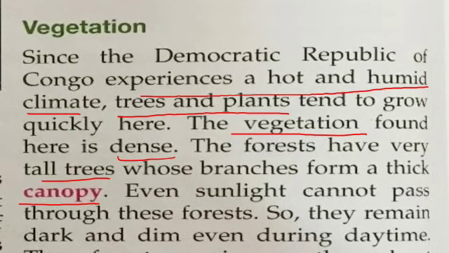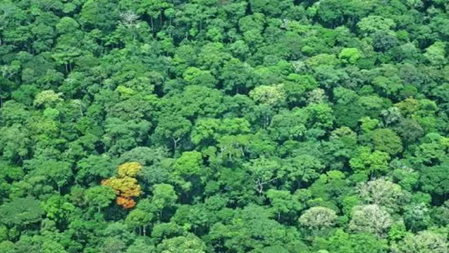Vegetation. Since the Democratic Republic of Congo experiences a hot and humid climate, trees and plants tend to grow quickly here. As the temperature is very high and there is lot of humidity, बहुत सारी बारिश होती है, that's why there are many trees and many plants and they grow very quickly. The vegetation found here is very dense. और यहाँ पर जो plants and trees हैं, वो बहुत ही dense होते हैं, उनके बीच का distance बहुत कम होता है.